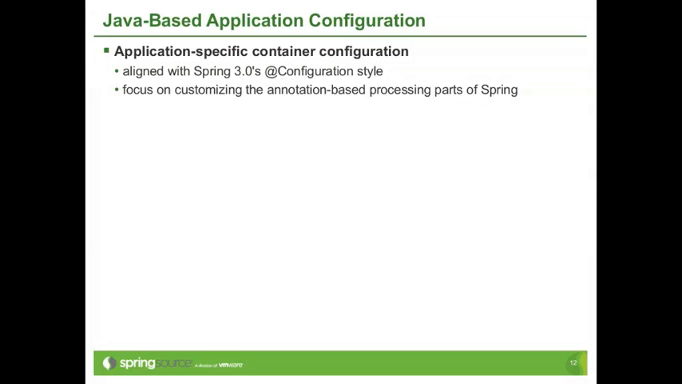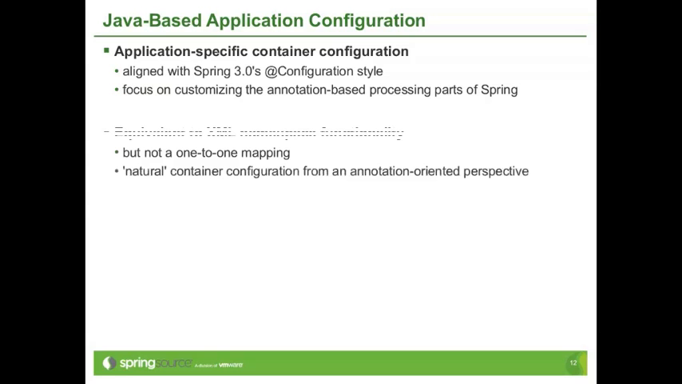So let's move on to a related topic. Java-based application configuration is actually a kind of a next step after what Spring 3.0 did with the @Configuration style. It really is about the configuration class facility in Spring. And we'll see what this looks like stylistically in a second.